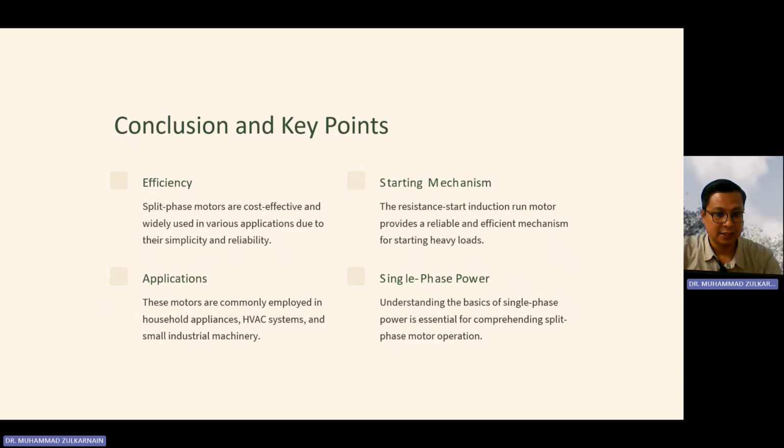And then the last, on the single phase power. So we can use the basic single phase power essentially for comprehending split phase motor operation.